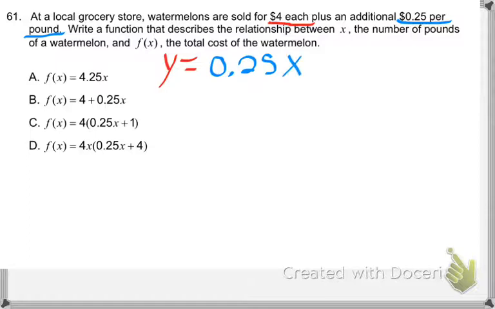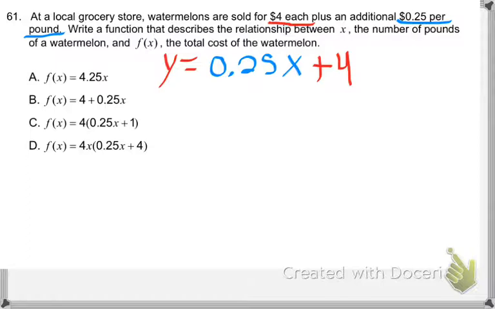Now, this $4 is only happening once, and it's clearly going to be added to your cost, especially because it says plus, but just using your common sense. So we're going to add 4. Now, it turns out this was slope-intercept form, where our output of y, or f of x, depends on our input. So we've got our answer now.